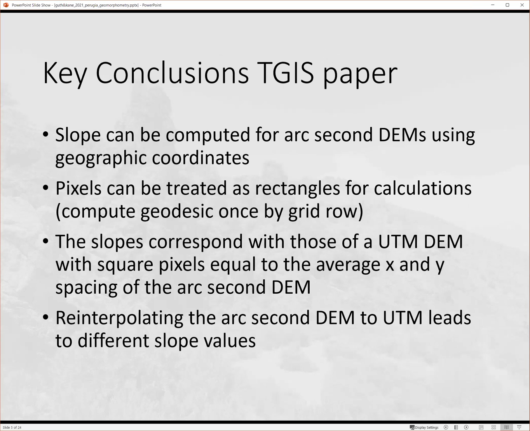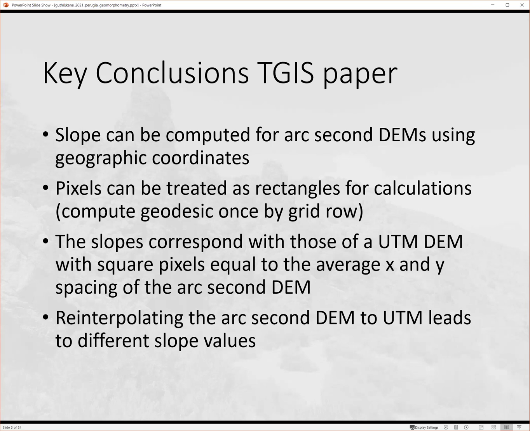So I want to go over the key conclusions of the TGIS paper because I think that will be of interest to a lot of you. The first one: slope can be computed for arcsecond DEMs with the geographic coordinates. There's a number of programs that don't do this right, which is one of the things we found in TanDEM-X last year. We can treat the pixels in the arcsecond DEM as rectangles for the calculations. And if we compute it once when we open the DEM, we can do it by grid row, and it's much faster and doesn't cause much of a performance hit.